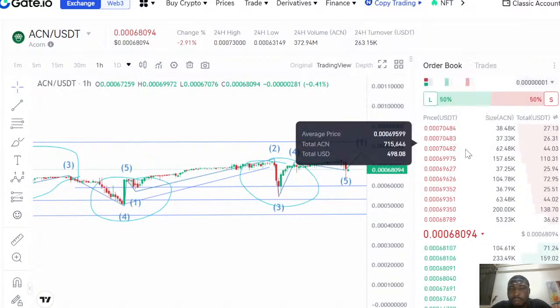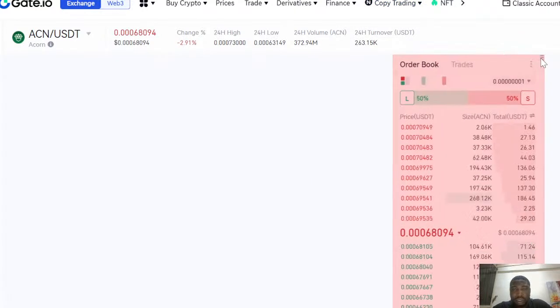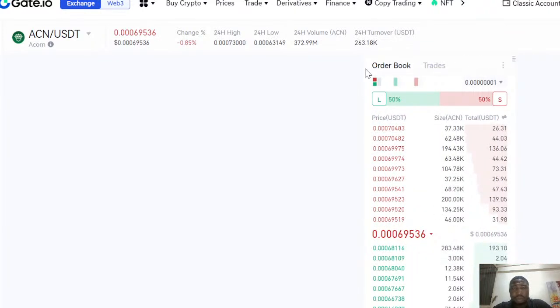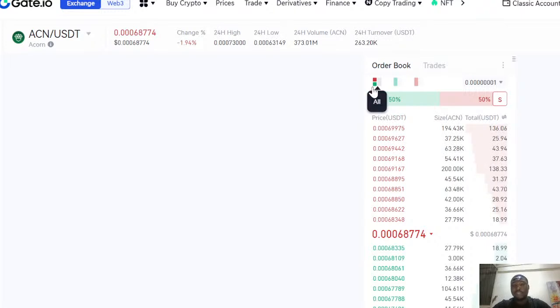And now looking at the order blocks in this area here, we can see the movement of the order blocks. So what can we actually see? You can see the long and short trend. It is just trying to say that, okay, this is the long trend and this is the short trend. This is how the market is moving in a long trend, and this is how the market is moving in a short trend.